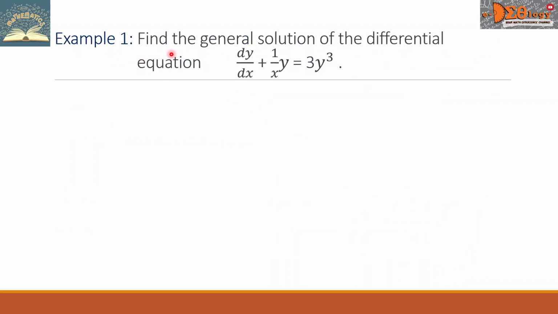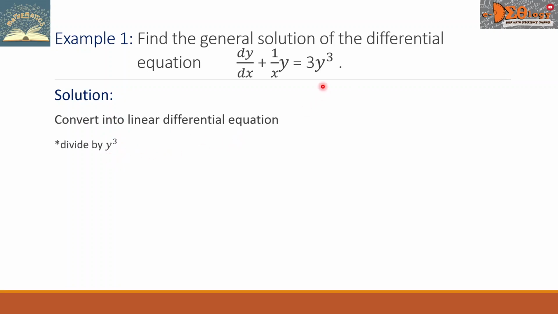Example 1. Find the general solution of the differential equation dy over dx plus 1 over x times y equals 3y cubed. Let us convert first into a linear differential equation. First thing to do is to divide this equation by this y cubed. And the new equation becomes y raised to negative 3 times dy over dx plus 1 over x times y raised to negative 2 equals 3. This is now our equation 2.